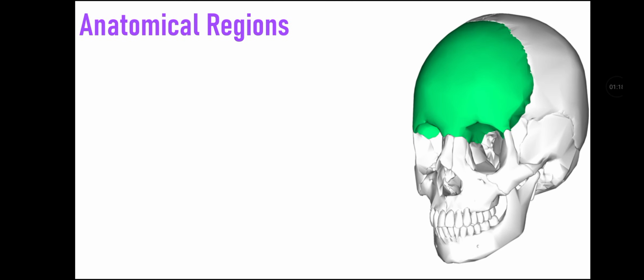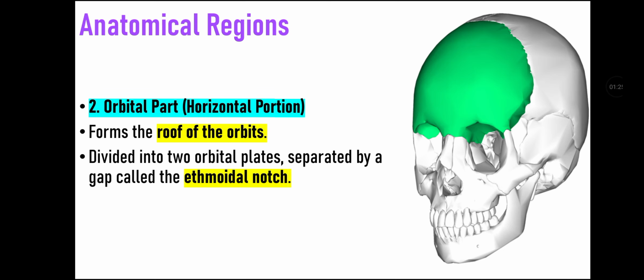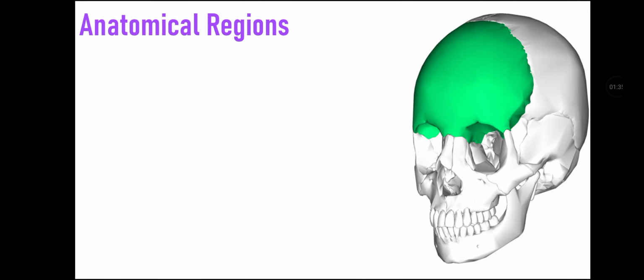Next anatomical region of frontal bone is orbital part or horizontal portion. It forms the roof of the orbit. It is divided into two orbital plates separated by a gap called the ethmoidal notch. The notch accommodates the ethmoid bone and contains small pits for ethmoidal air cells.